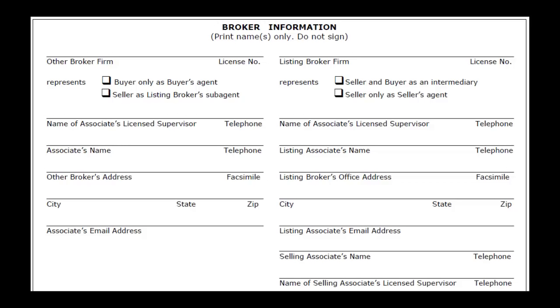Name of associate's licensed supervisor. That's kind of a new blank. If the supervisor is different from the broker, then you would put that there. The listing agent's name, listing broker's address, the email address, associate's name. If you'll notice here, there's not a signature line for either agent. That's not required anymore.